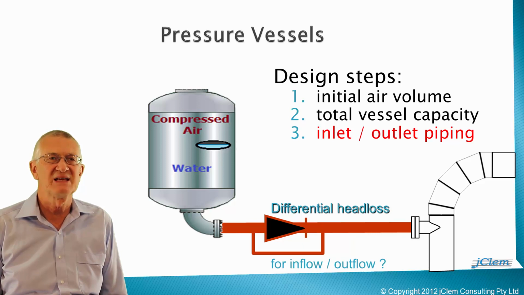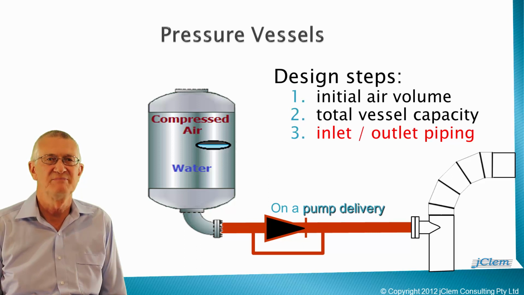This is typically achieved by installing a large, full line size, non-return valve with a small diameter bypass around the non-return valve. On projects installing a pressure vessel on the pump delivery side, the non-return valve allows unrestricted flow out of the pressure vessel. In effect, this arrangement ensures that the pressure vessel only delivers stored energy into the pipeline when the pipeline requires additional energy.